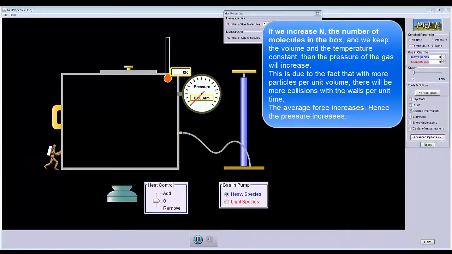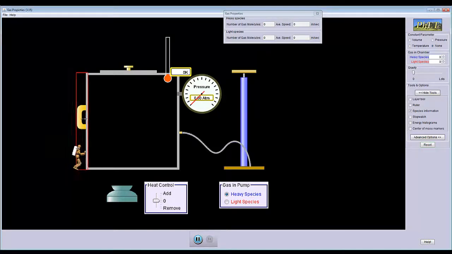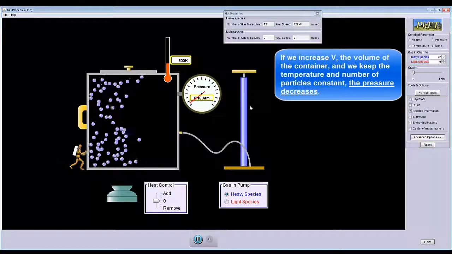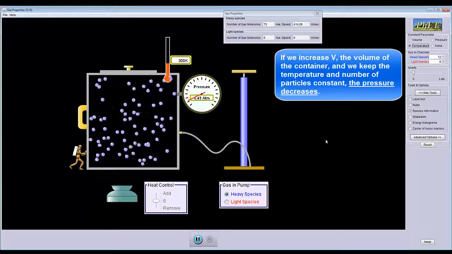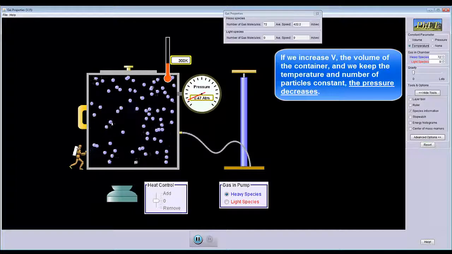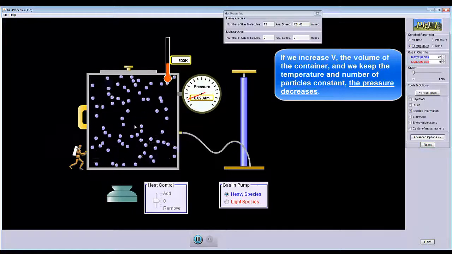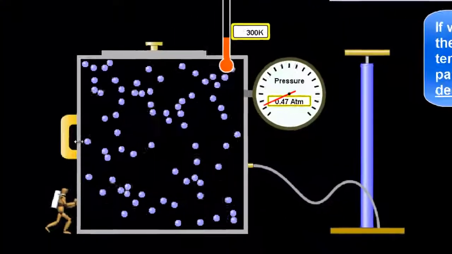The next concept is that as we increase V, the volume, the pressure will decrease. And we can see this. I'll just shrink this volume down a little bit. I'll put in some molecules. What we'll do is we'll just keep the temperature constant now. Basically, the average kinetic energy of the particles is going to remain the same throughout here. And we're going to have a look at what happens to the pressure as I increase the volume.